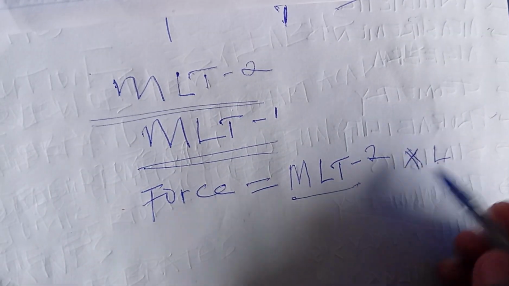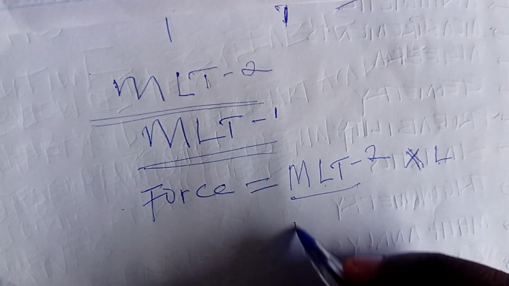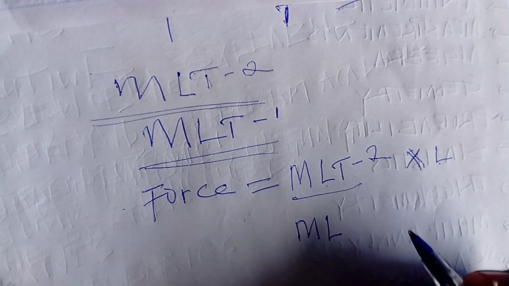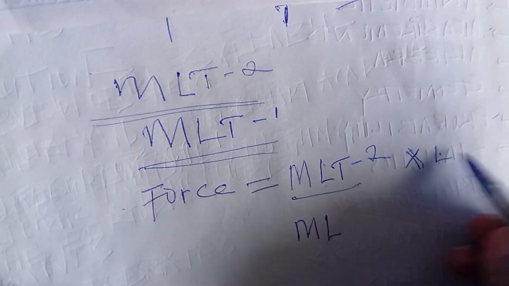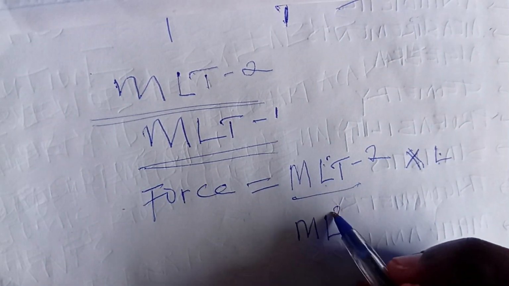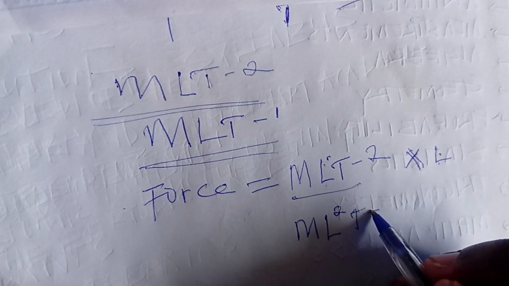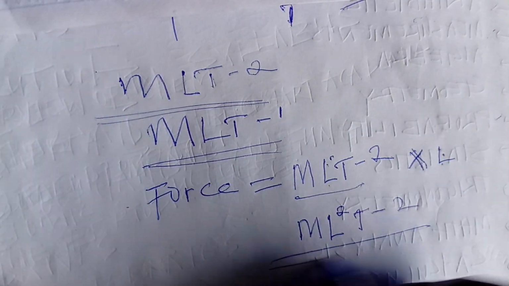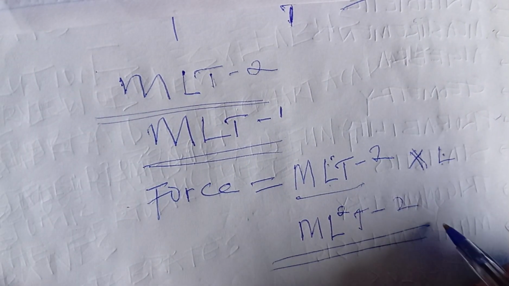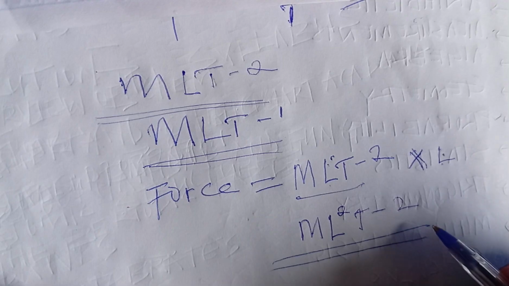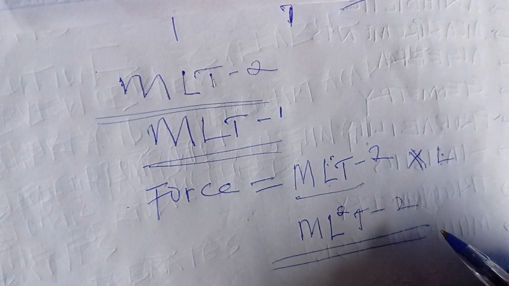So when this comes here, it will be ML, and this L multiplied becomes squared. ML^2T^-2. This is the dimension for what? Energy. The same thing applies to work. The dimension of work is the same thing as the dimension of what? Energy.